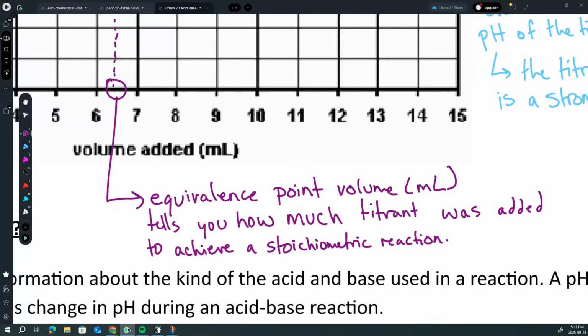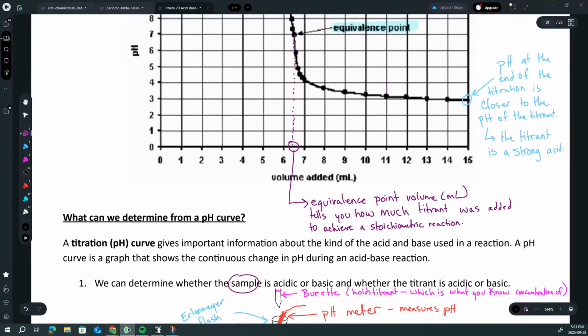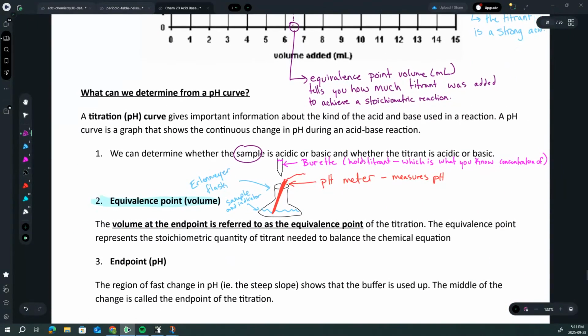So a stoichiometric reaction is just when your reaction proceeds just as your balanced chemical reaction predicts that it will, and 100% of products are produced. So the volume at the end point is referred to as the equivalence point of the titration.